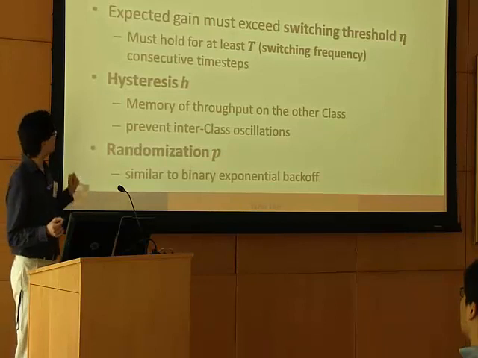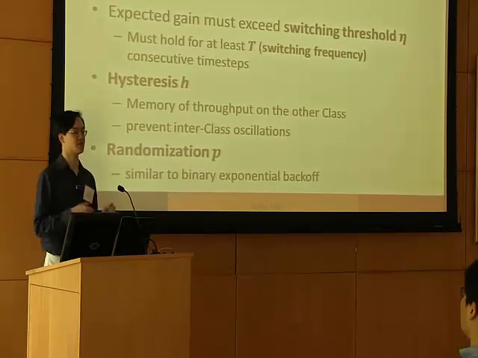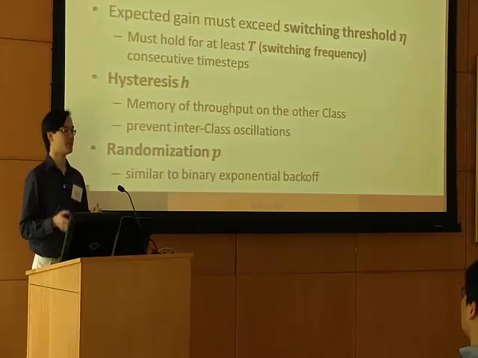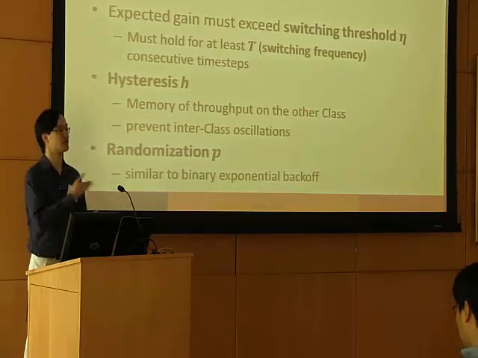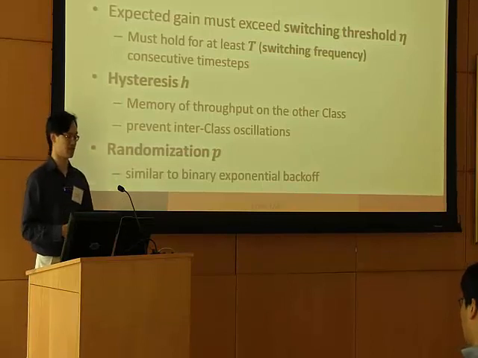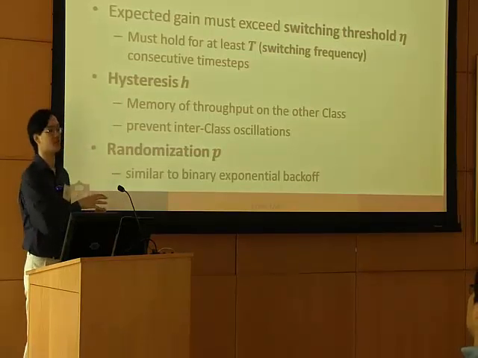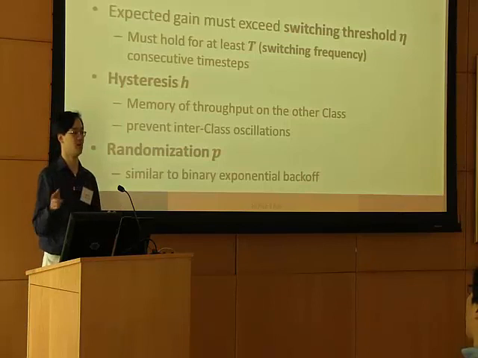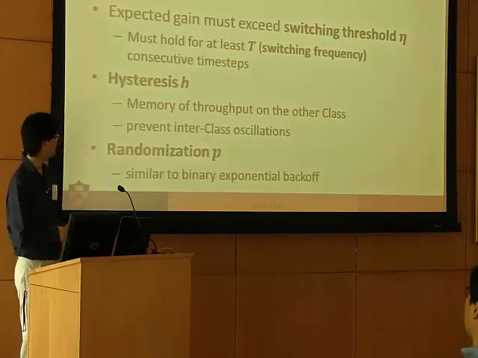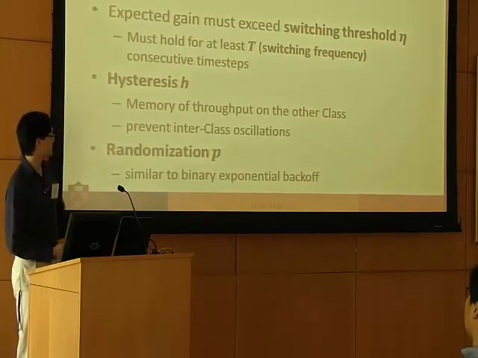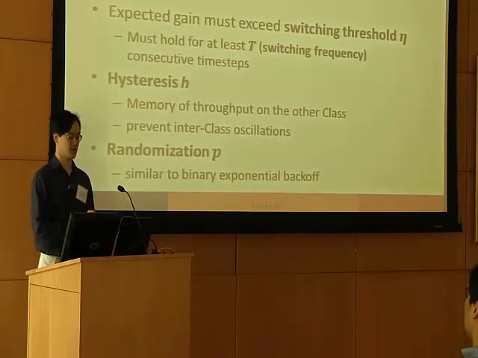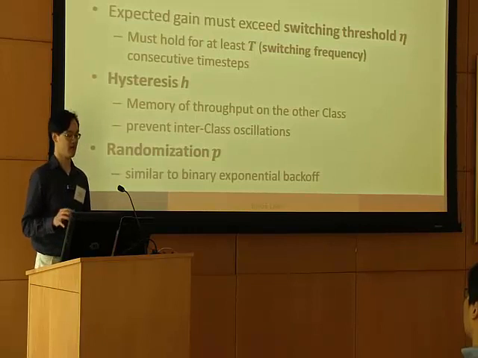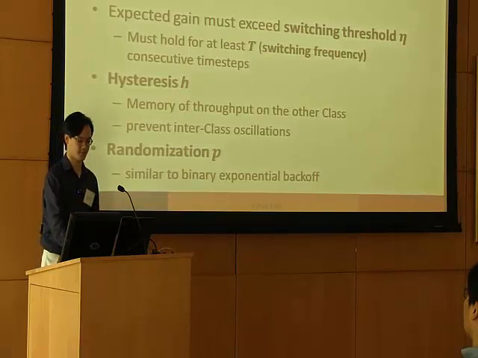We also introduce a parameter for hysteresis, H, which is basically a memory of our throughput on the other class. This helps us attain convergence, as we'll see in the next couple of slides, and prevent interclass oscillations where users might jump between class 1 and class 2 over and over. And finally, we have a randomization parameter P that is similar to exponential binary backoff that allows us to prevent, or at least mitigate, a large number of simultaneous switches, which may cause users to oscillate as well.